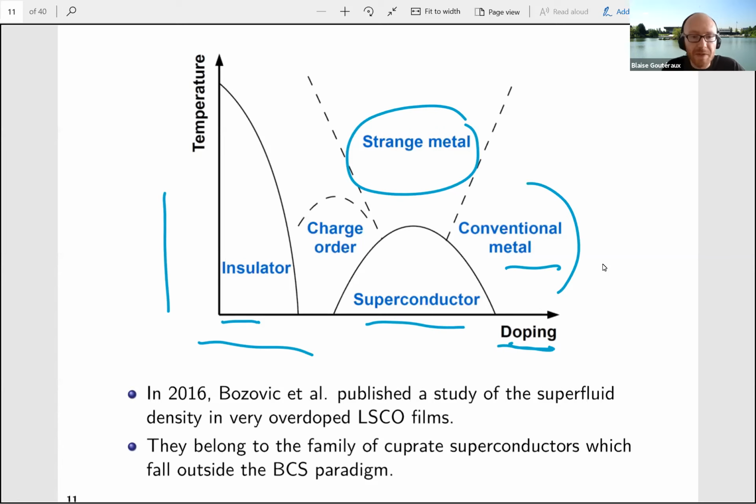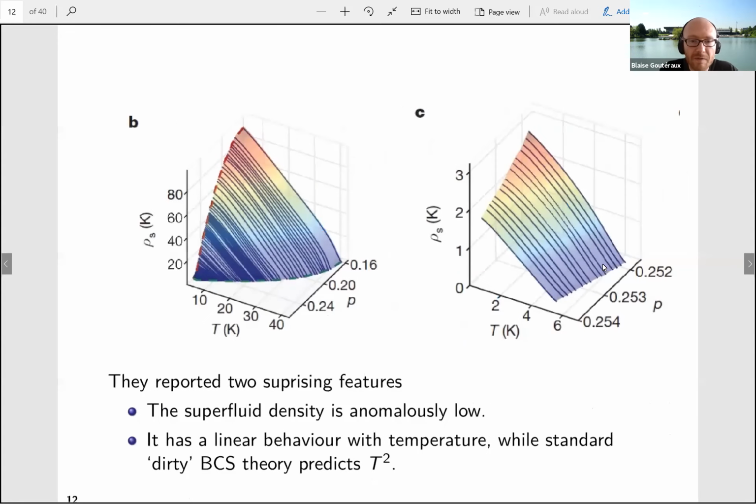Yet in 2016, there was a study by Bozovic et al. where they measured the superfluid density in this region of the phase diagram, for very overdoped lanthanum strontium copper oxide films. And they found surprising features. First, they found a superfluid density which is anomalously low. You cannot really see it on these plots, but in terms of numbers, it is much lower than you might expect compared to the total density of charge carriers.